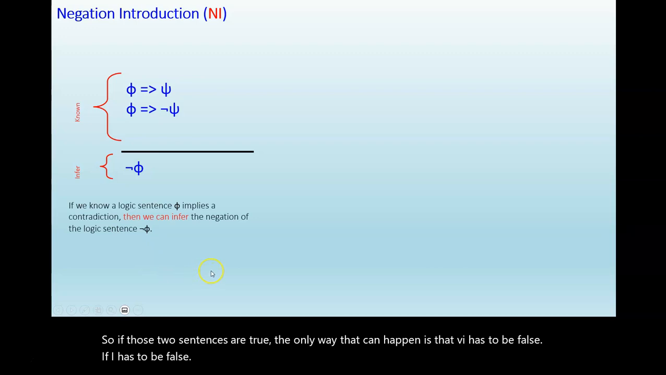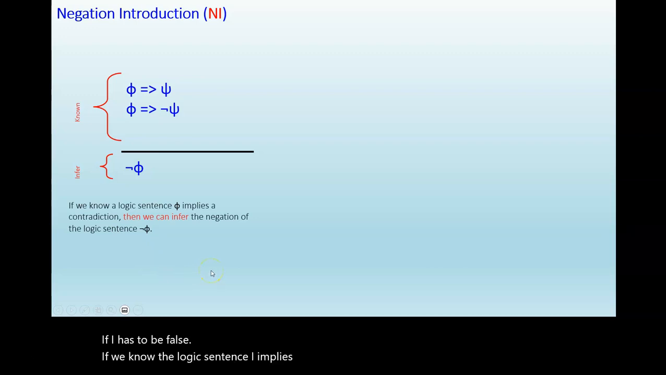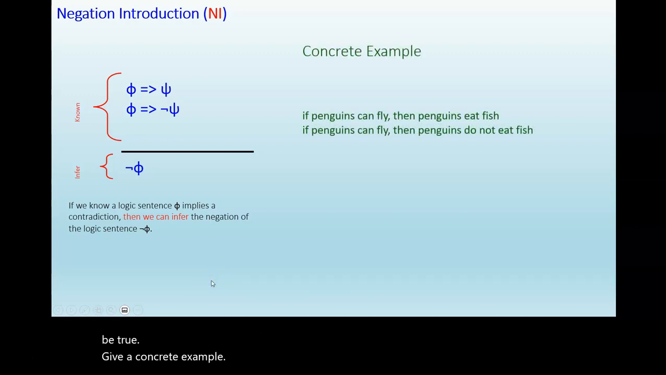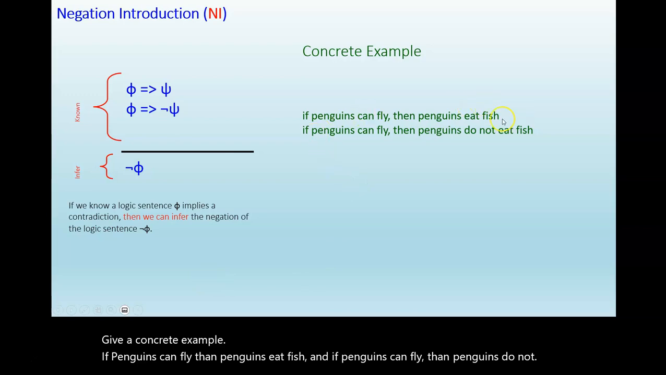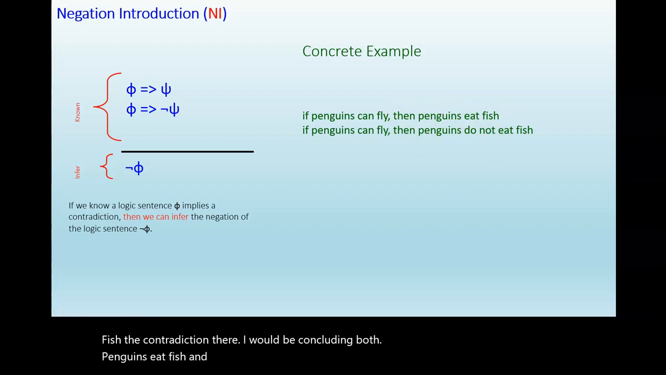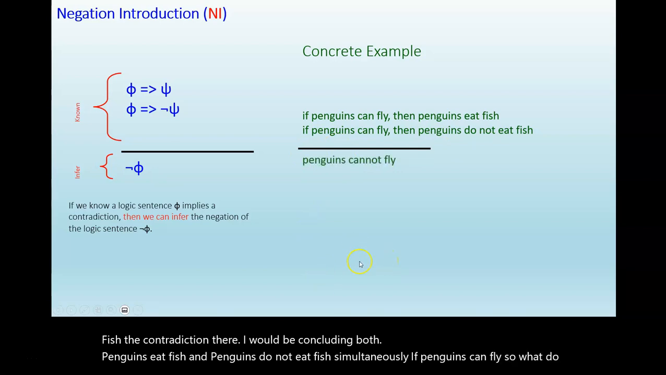So if we know that a logic sentence phi implies a contradiction, then you can infer that phi must not be true. Give a concrete example. If penguins can fly, then penguins eat fish. And if penguins can fly, then penguins do not eat fish. See the contradiction there? I would be concluding both penguins eat fish and penguins do not eat fish simultaneously if penguins can fly. So what do we conclude? Penguins cannot fly.